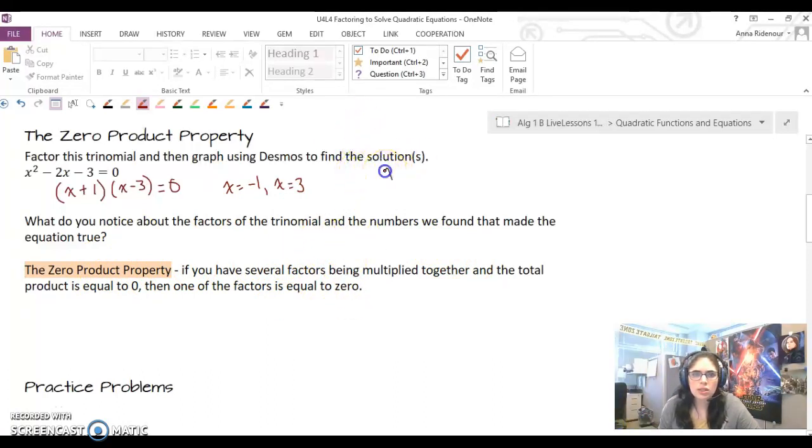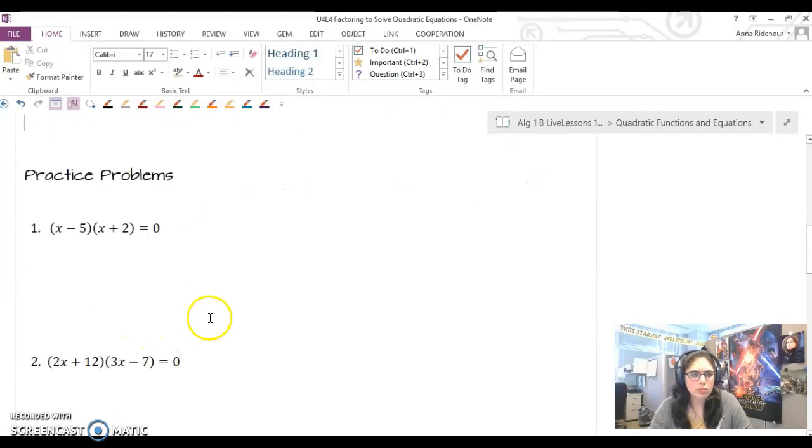So I would split this into two equations. One for this first factor, x plus 1, could be equal to 0, or x minus 3, the other factor, could be equal to 0. And then they should be really easy equations, one-step equations. Subtract 1 from both sides, you end up with x is equal to -1. Add 3 to both sides, you end up with x is equal to 3. So that is how you solve by factoring. You factor it out, and then you figure out what you do to get each of the factors equal to 0. So we're going to try some practice problems.